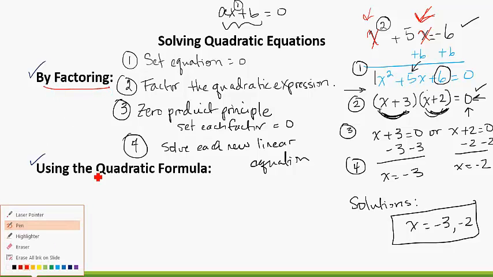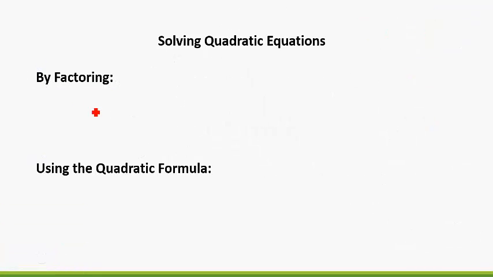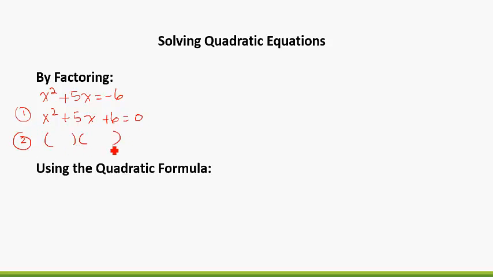You can also solve that same quadratic equation by using the quadratic formula. So let's remind ourselves, by factoring, we had x squared plus 5x equals negative 6. The first step was to set it equal to 0, so x squared plus 5x plus 6 equals 0. Our second step was to factor it, so we factored this and we got x plus 3 times x plus 2 equal to 0. Our third step was to use the zero product property, which tells us that one or both of these must equal 0 if their product is 0.